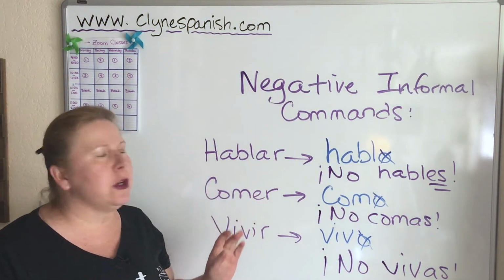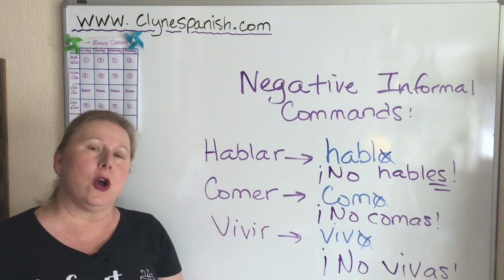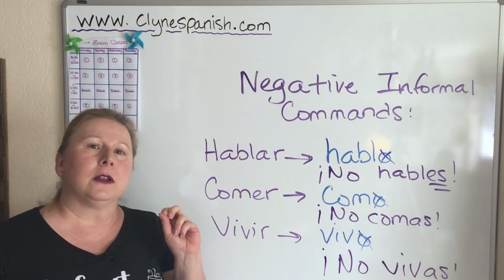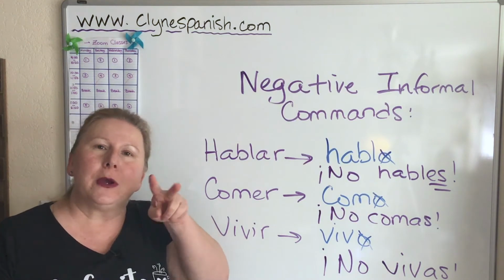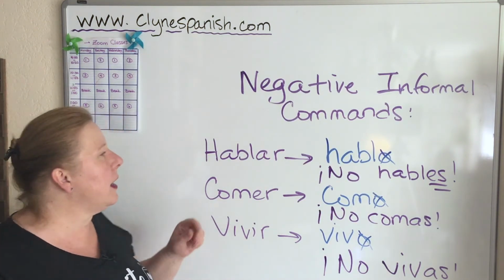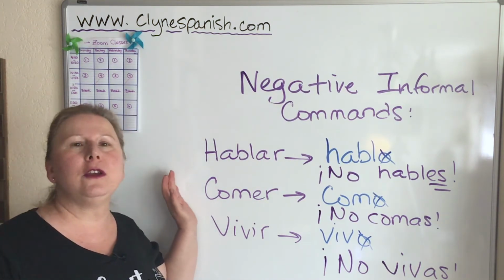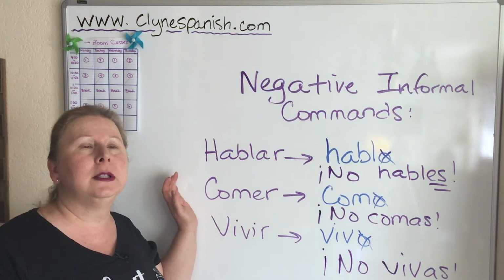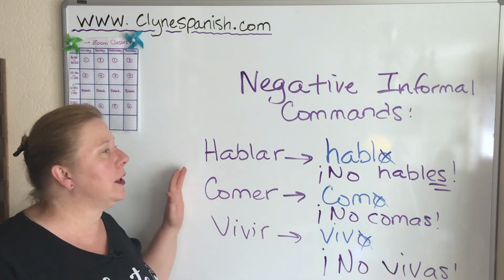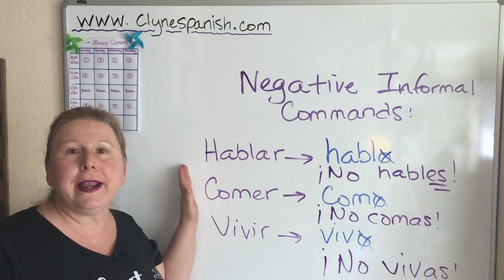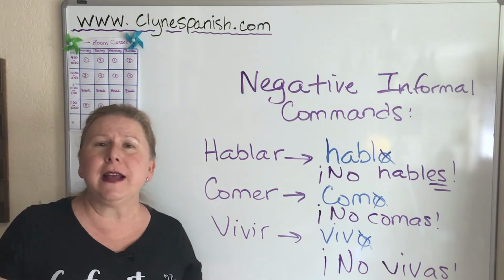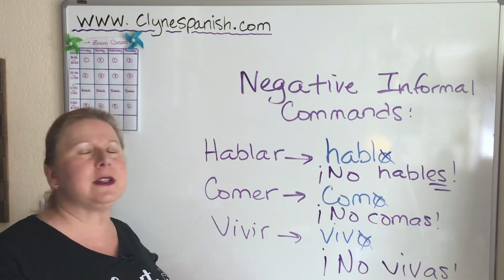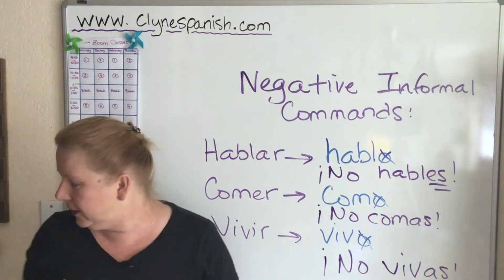So check it out. So here's what you do. Number 1, present tense yo form. Number 2, drop the O. Number 3, put the opposite ending of the tú form. That's how you form the informal negative commands. Are there irregulars? Of course there are. What fun would it be if you didn't have irregulars? All right, so let me just cut on over and I'll show you the irregulars.